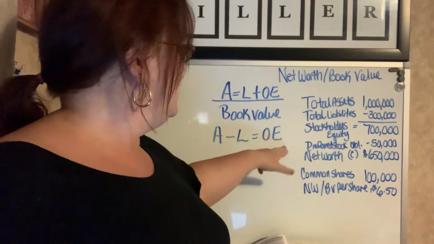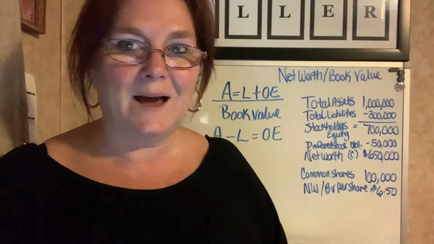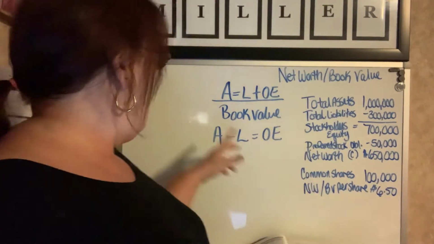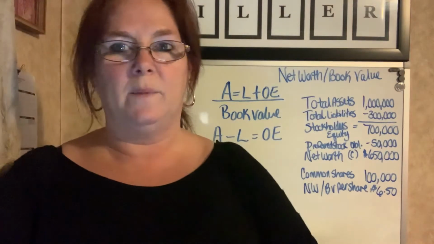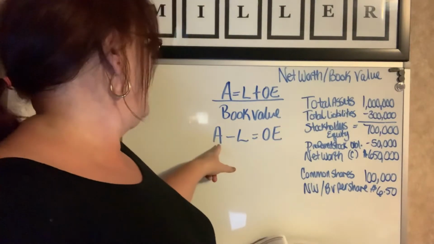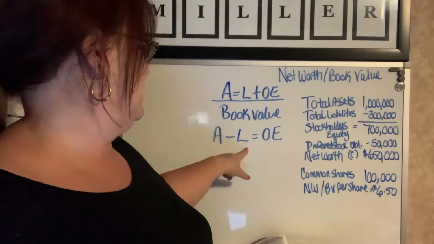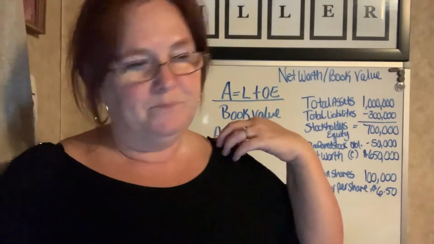So what we're doing here for book value, I swear it's not all that bad. All you're doing is flipping the formula backwards and doing assets minus liabilities equals your owner's equity.